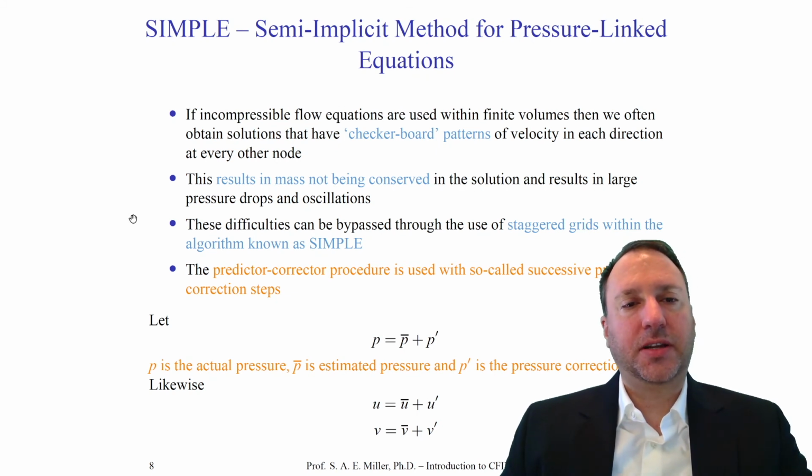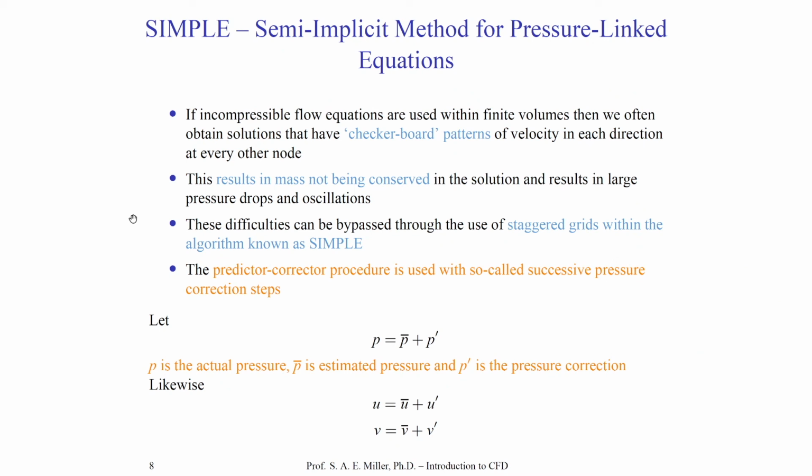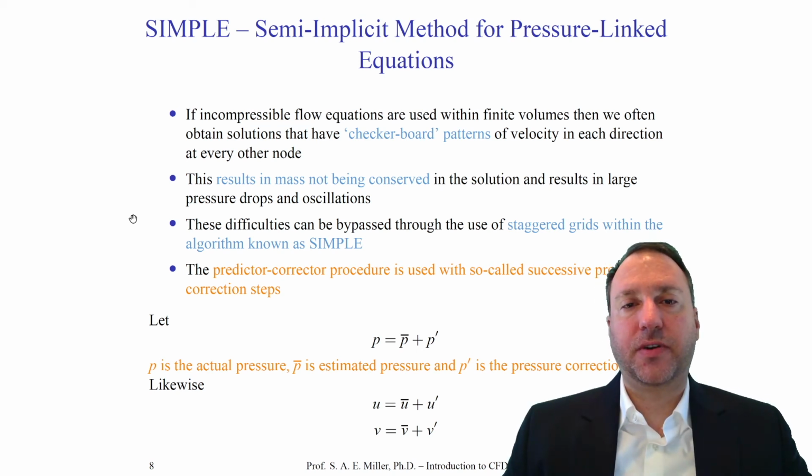And you'll find that these particular difficulties can be bypassed through the use of so-called staggered grids within the algorithm known as SIMPLE. What that means is we might have a standard grid, which we create with our grid generation package, and then we're going to be using the solver to look at it from an artificial sense as a staggered grid. For example, one part of the solver will look at points 1, 3, 5, 7, etc., and the other part of the solver will look at nodes 2, 4, 6, 8, etc. So one will look at even, and one will look at odd. And if you go up to the next row, then we stagger it by an increment of 1.